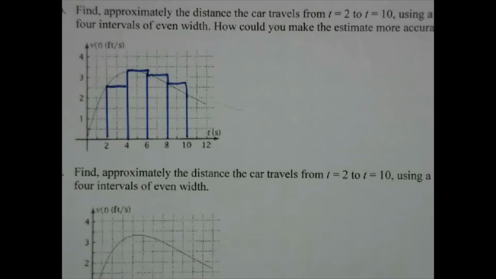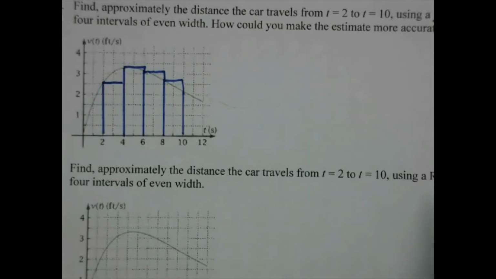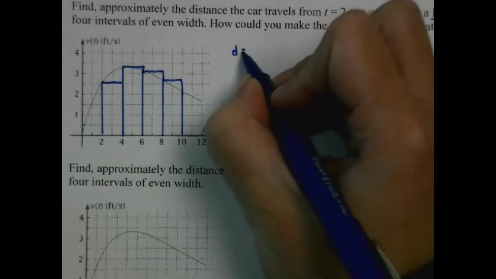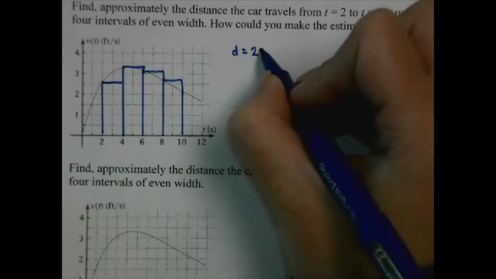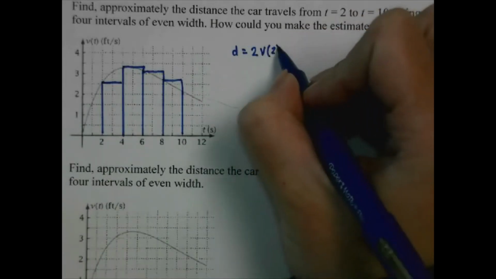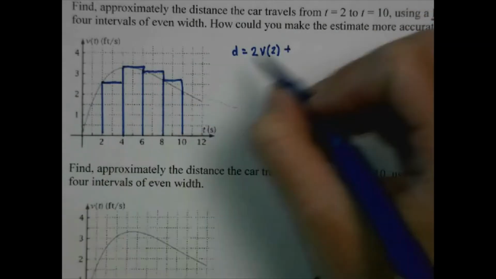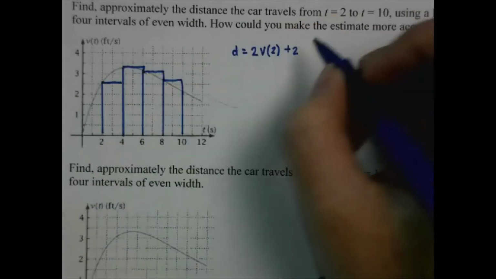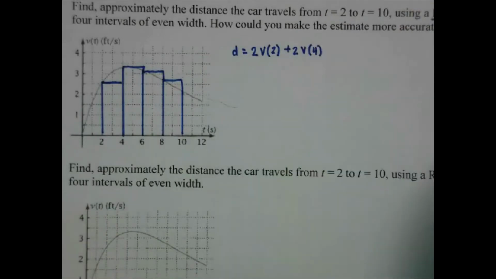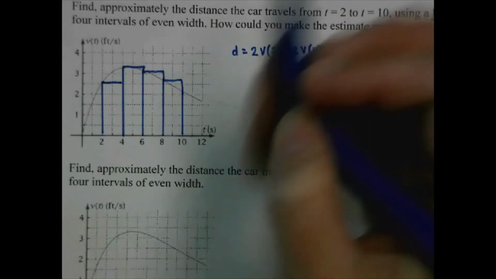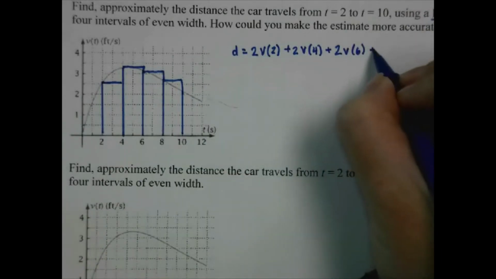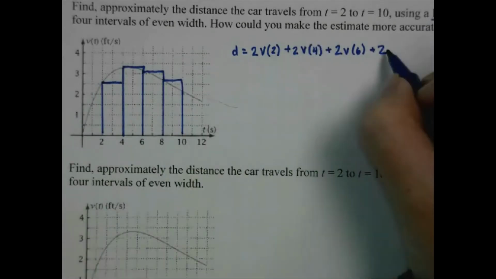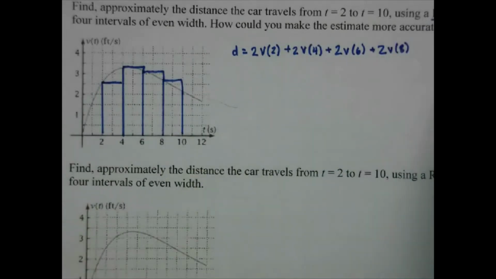Okay, then we're just going to find the area. So we're going to add the area of each of the rectangles. My distance is going to be, the width of the rectangle is 2. The height of the rectangle is the velocity evaluated at 2. The second one's width is 2. The height is the velocity evaluated at 4. The next one, the width is still 2, the velocity evaluated at 6. And then the width is 2 and the velocity evaluated at 8. So there's the area of each of my rectangles.